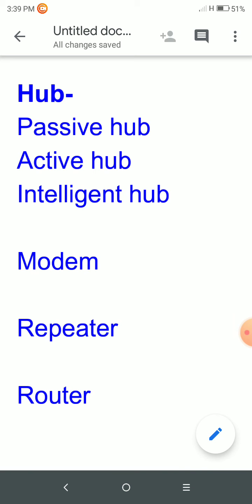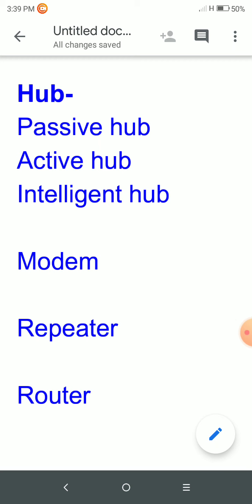One by one, we will see. Before that, please open your textbook on page number 284. Okay, so now we are starting with hubs. A hub is the simplest connecting device used to extend the network. It's a simple device which we are using.